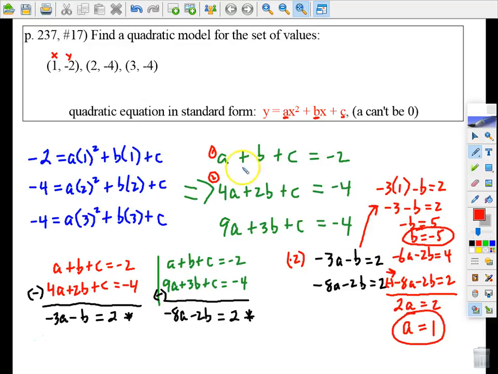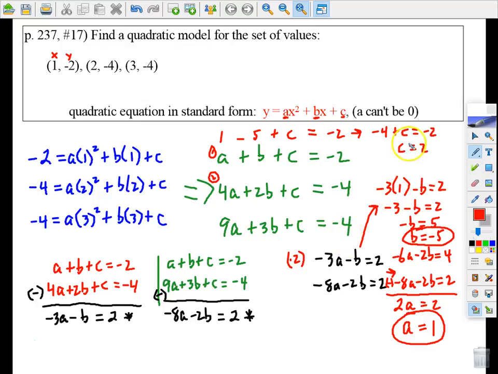And now I'm going to go all the way back to the beginning and substitute what I know for a and b, and let that help me find c. So let's come over here. Negative 4 plus c is negative 2. Adding 4 to both sides, I get c is positive 2.